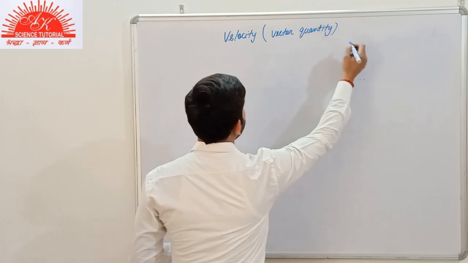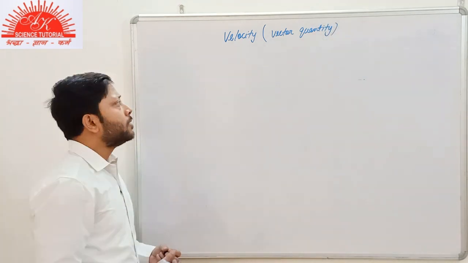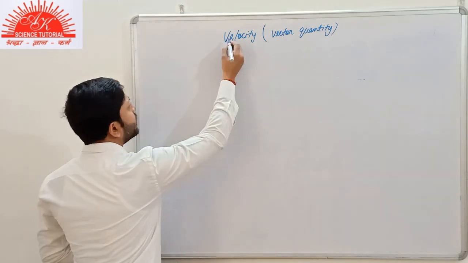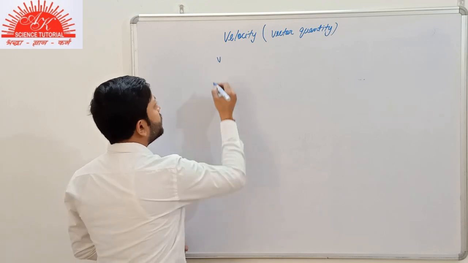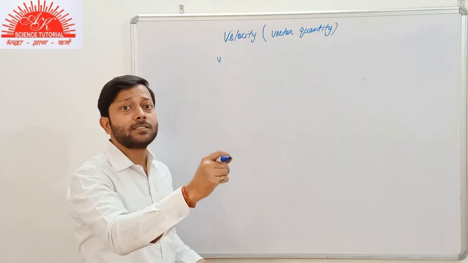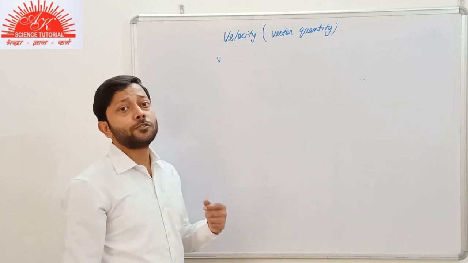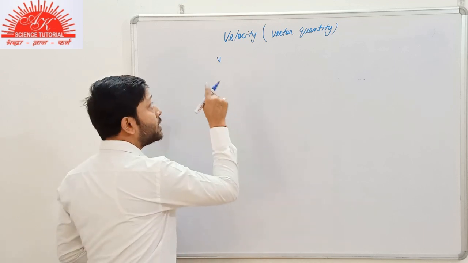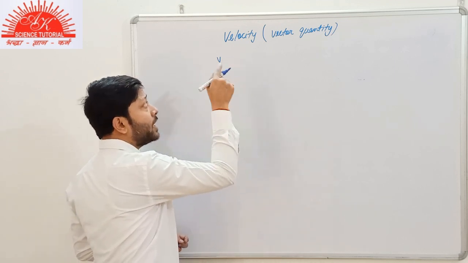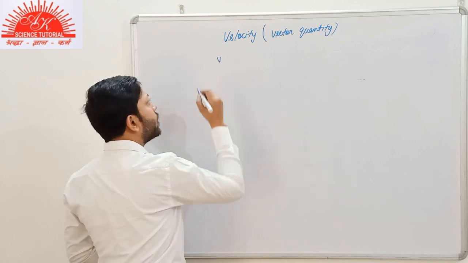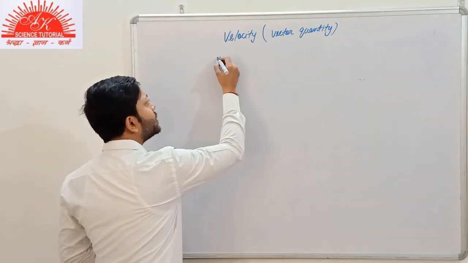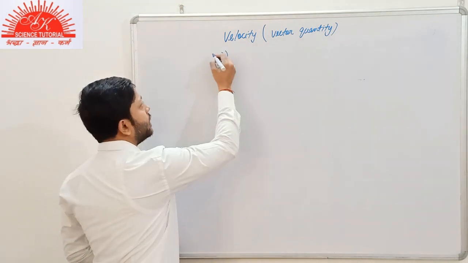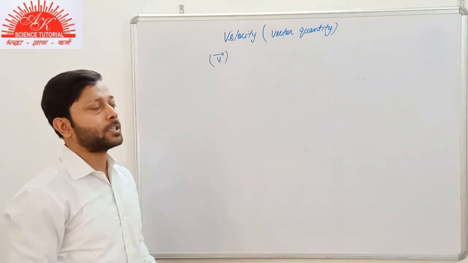As I told you earlier, whenever we are about to represent any vector quantity, what do we do? Suppose that to represent velocity, the symbol is the same as the symbol for representing speed. For speed also we use the same symbol V, but the difference is that speed is a scalar quantity and velocity is a vector quantity. So in order to represent velocity, we will have this letter V and we will put an arrow above it. So this is the representation of velocity, a vector quantity.